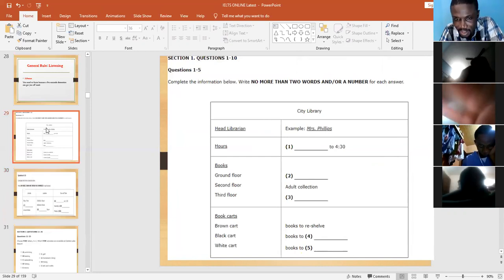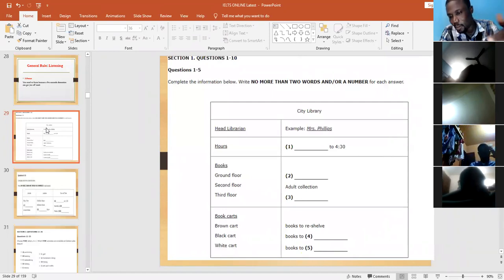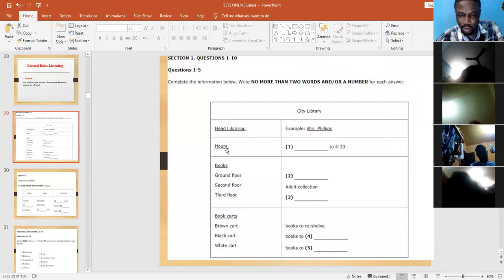Okay. It says write no more than 2 words or a number. Maybe the problem here is that you did not go through the question format before the audio started. You have to go through the question before the audio starts. You have to look through the 5 questions. Yes, because if you don't look at it, you won't know what to expect. Like this place now, the hour, you know that the hours of work are from 8:30 to 4:30.